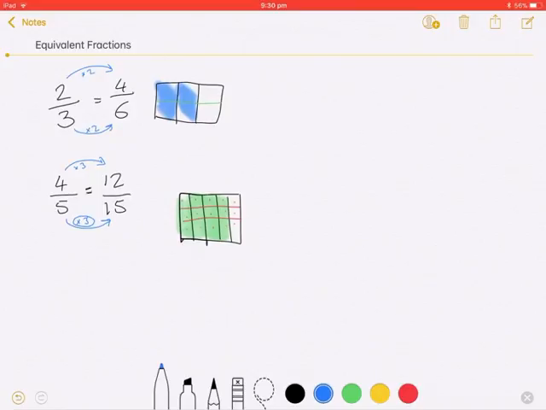Okay, so let's have a go at one then that we haven't done. Let's do 4/6 equals how many 24ths? 6 times what is 24? 6 times 4 is 24. So whatever I do to the denominator, I have to do to the numerator. 4 times 4 is 16.